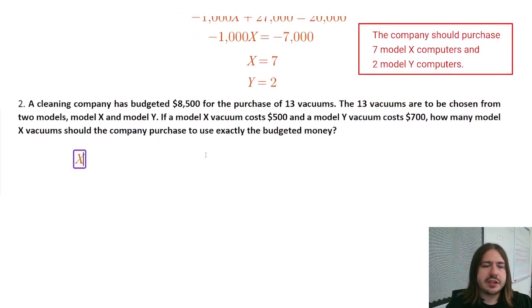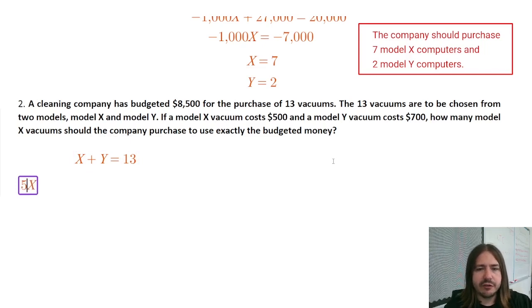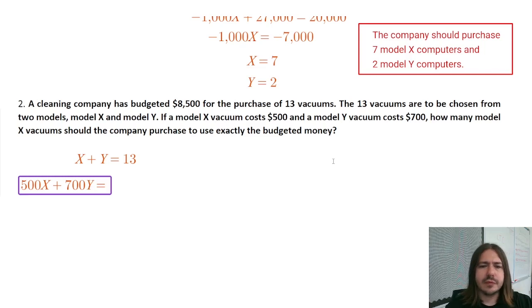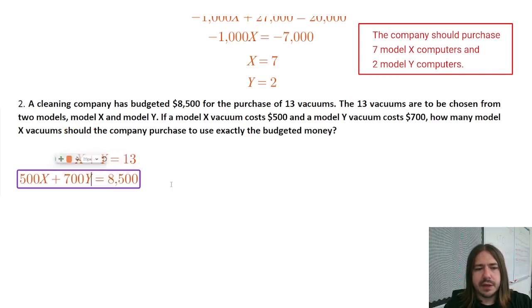Okay, so we got 13 vacuums. So we need to add up all the vacuums of Model X and Model Y should be 13. And then the second equation will have to do with the cost. Model X costs $500. Model Y costs $700. And we want to use exactly $8,500. Again, you could probably guess and check your way through this one, but I'm going to go through the algebra here with you.